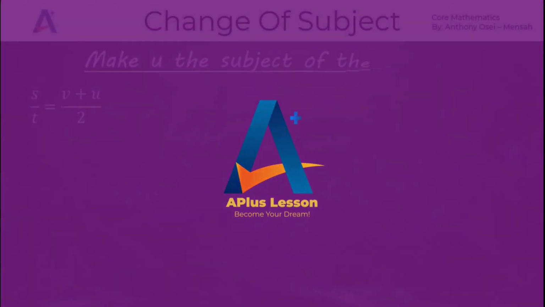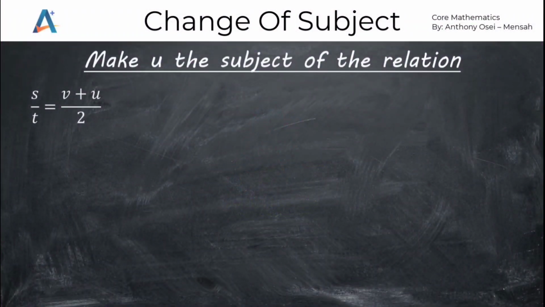It reads, make u the subject of the relation. s over t is equal to v plus u all divided by 2. If you assess or analyze this question very well, you realize that we are asked to make u the subject. This is the variable u in the question.